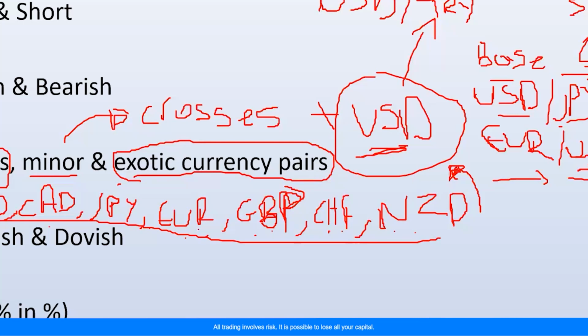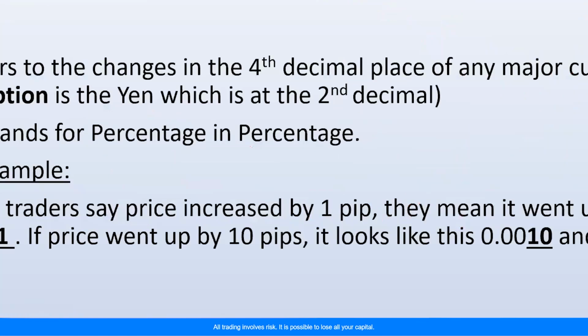So this is in a sense what we say about hawkish and dovish. Okay. So the next lingo is pips, which are in a sense an abbreviation of percentage in percentage. You're going to see what I mean by this right now.